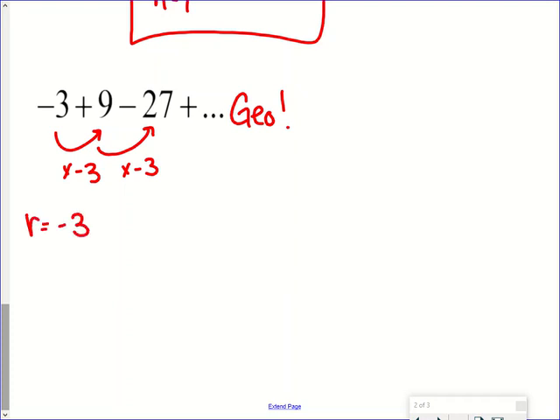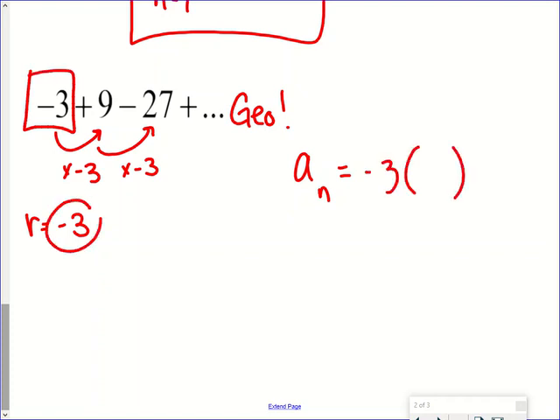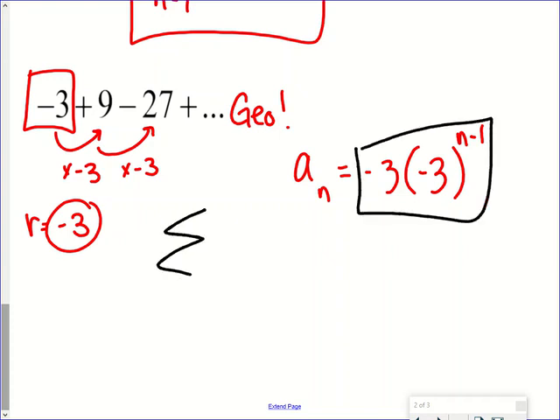So let's start with what we know. So I get a sub n equals my first term, which is -3, times our R, which is also -3, and then to the n minus 1 always. So there is our sigma answer. Let's write it out. So I do my sigma, -3 times -3 to the n minus 1.